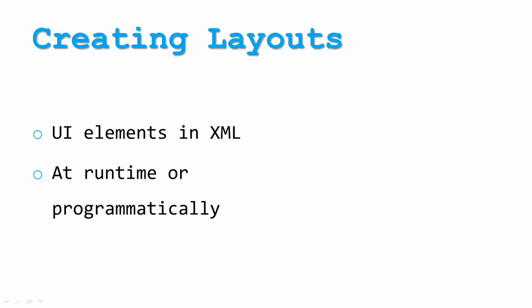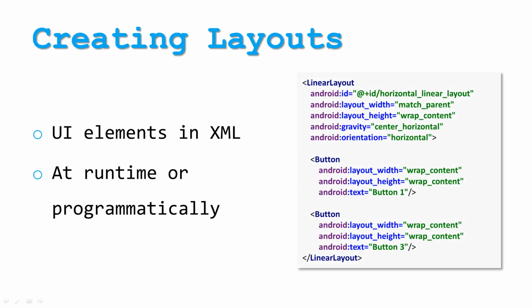You can declare a layout in two ways: declare UI elements in XML, or instantiate layout elements at runtime or programmatically. The advantage of declaring a UI in XML is that it enables you to better separate the presentation layer of your application from the code that controls its behavior. Here is an example of an XML layout.